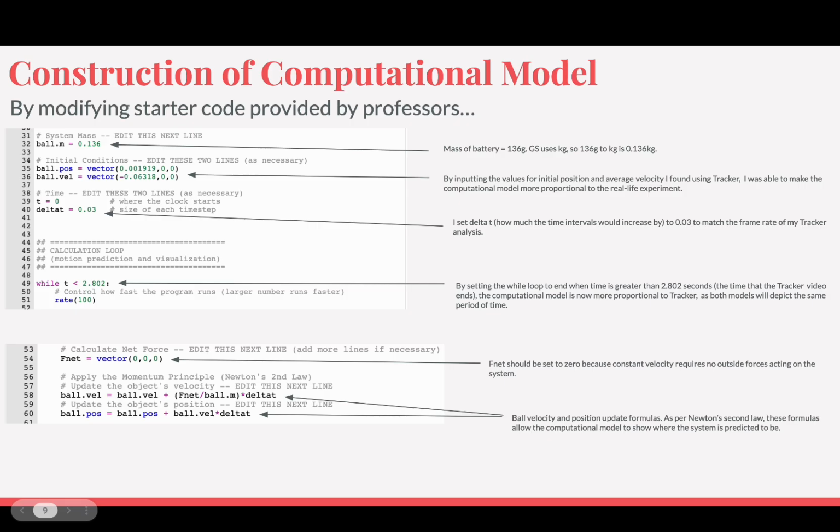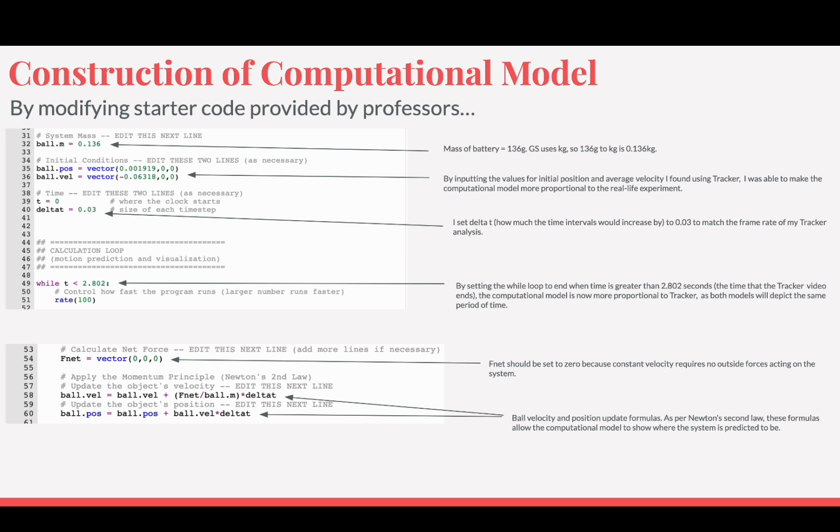While the code for GlowScript was a starter code, there was plenty I had to change in order to make it fit my experiment. The first thing I had to change was the mass of the ball. GlowScript uses kilograms, and the mass of my item was 136 grams. Therefore, it was 0.136 kilograms on GlowScript. The next section I had to change were the initial values for position and average velocity, which I found in the previous slide on Tracker.